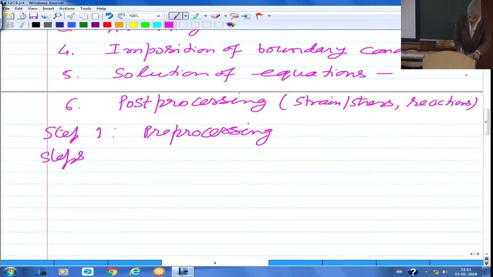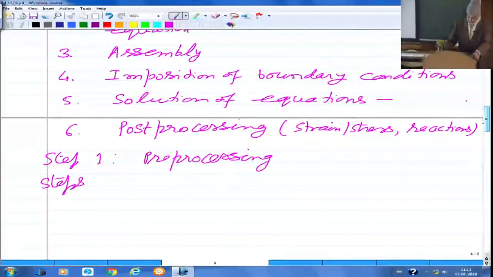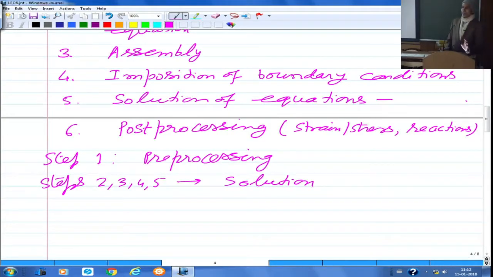And if you look at steps 2, 3, 4 and 5, these are referred to as the solution step, wherein you are setting up the governing equations, then assembly, imposition of boundary conditions, solution of simultaneous equations. All of that comes under solution. And the last step is obviously step 6, which I have already written as post-processing.